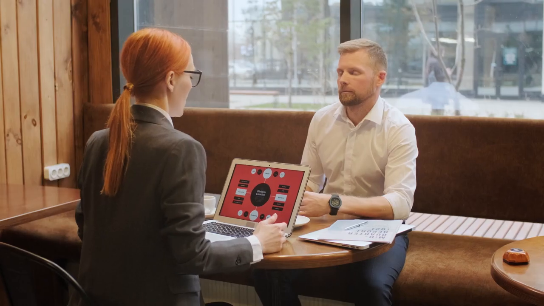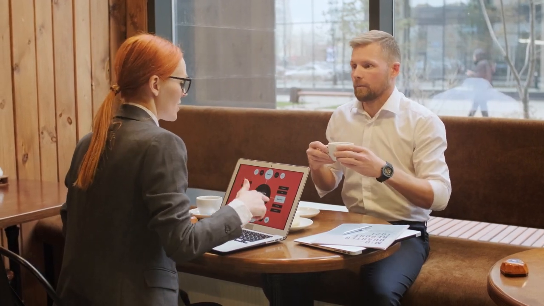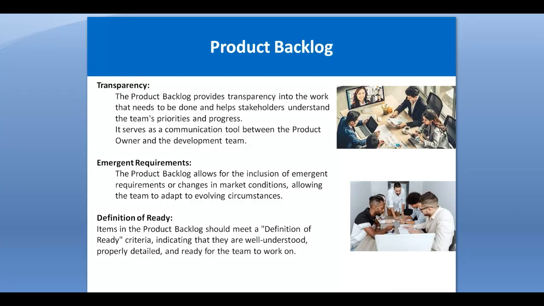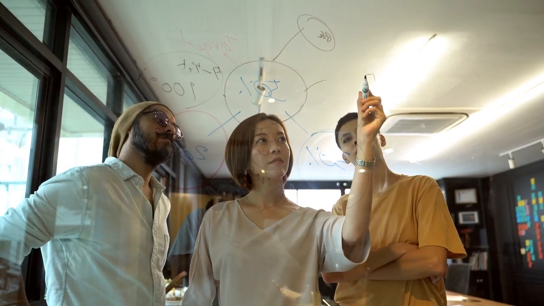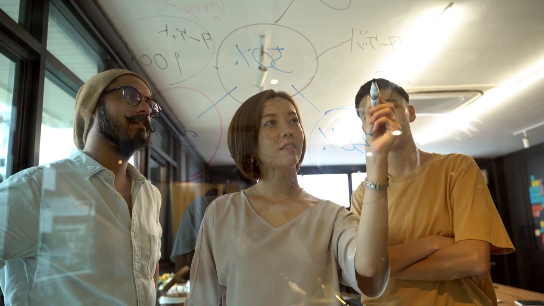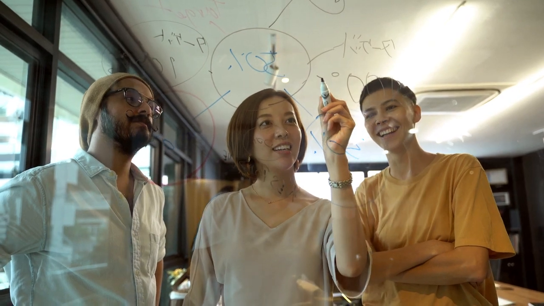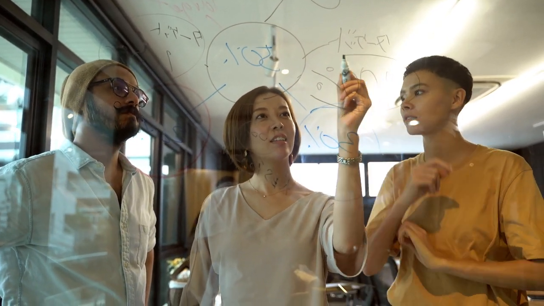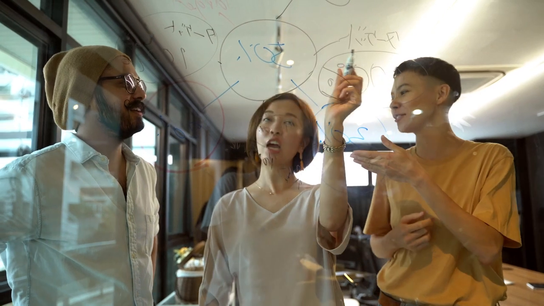Transparency means the product backlog provides transparency into the work that needs to be done, and stakeholders also get an understanding of the priorities and the progress of the work. It serves as a communication tool between the product owner and the development team as well. So they know what work has been completed and what work remains. Emergent requirements means the product backlog also allows the inclusion of emerging requirements, for example, changing market conditions, requirements, and priorities, so it allows the team to adapt to evolving circumstances as well.